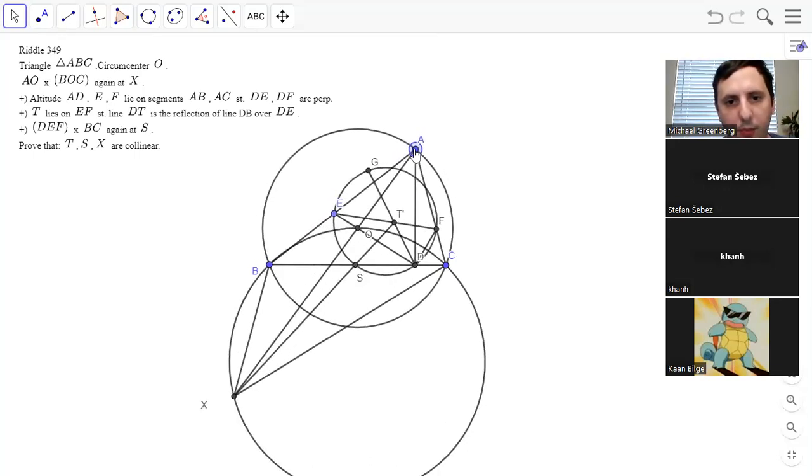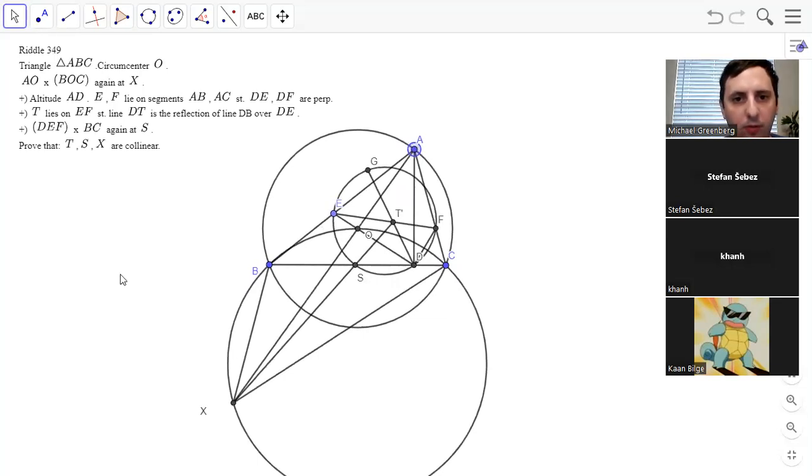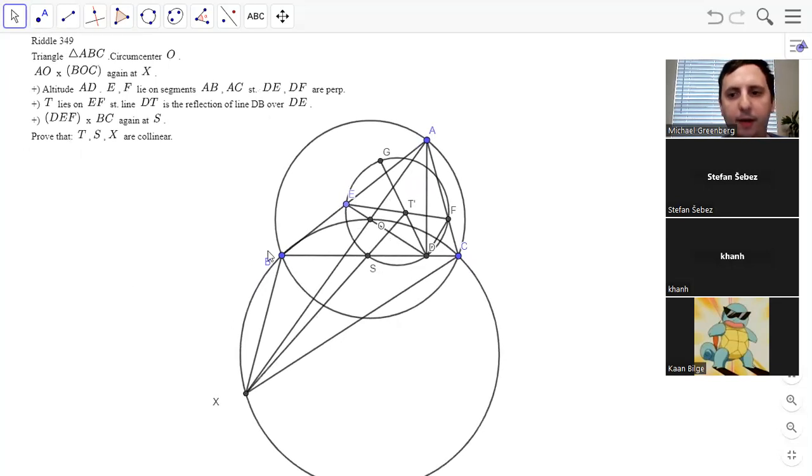I wonder if AT prime... I don't think so. I was going to say AT prime is perpendicular to EF, but that's not true.